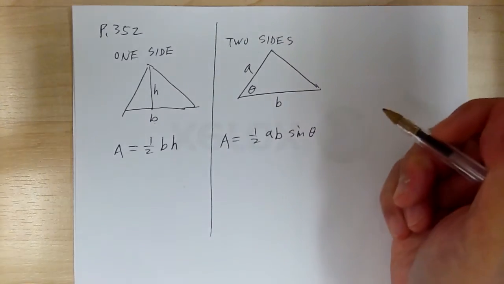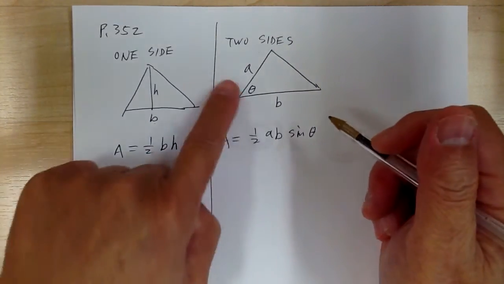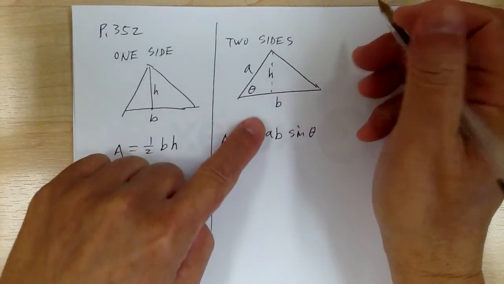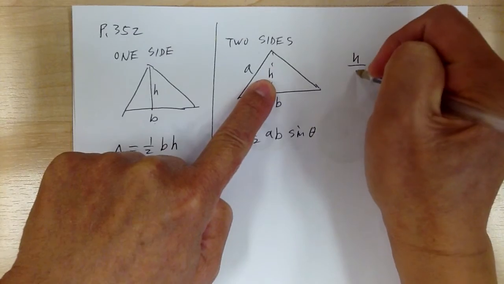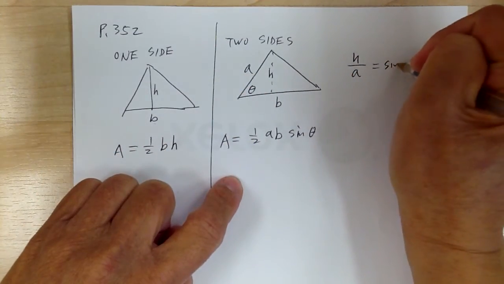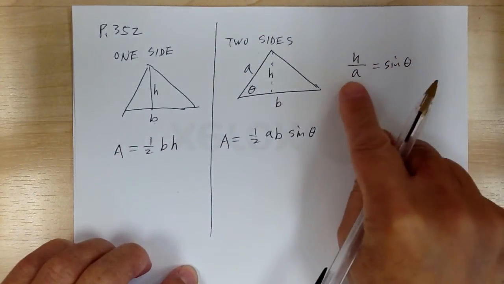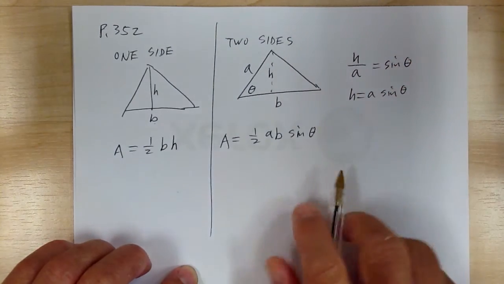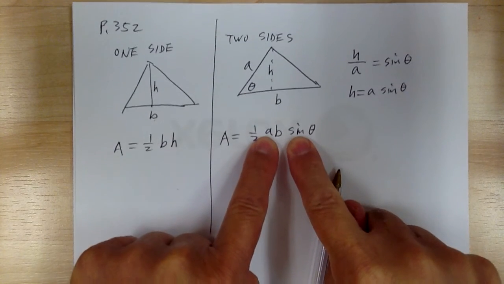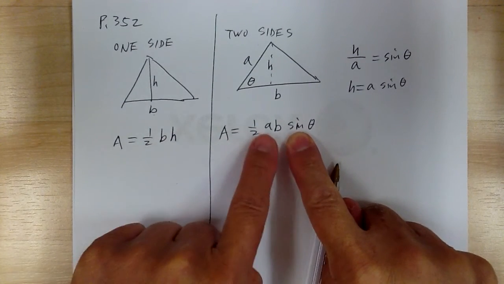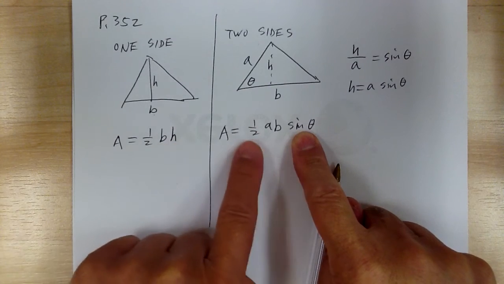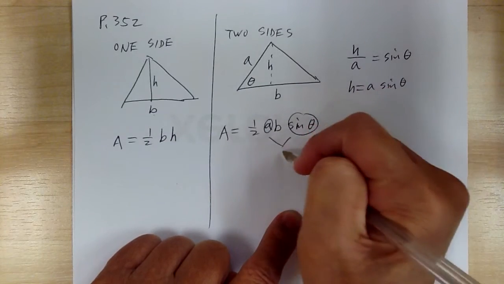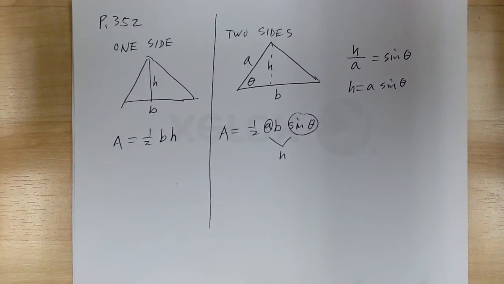Okay. And the reason for that is, if you think about it, this is the height. So if you use your trigonometric ratio, H over A is equal to sine theta. And if you switch over, H equals A sine theta. So you see that A sine theta is actually the height. So it's the same as this one here. So A sine theta is your height. So this is basically 1/2 base times the height. Again, A sine theta, this is the height, from your trigonometry.